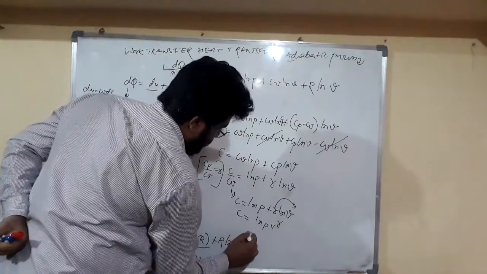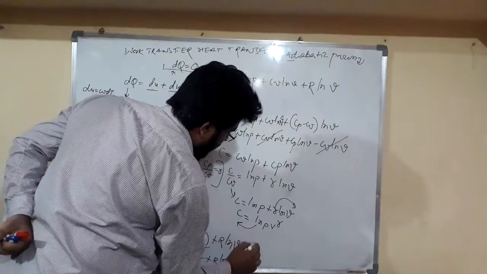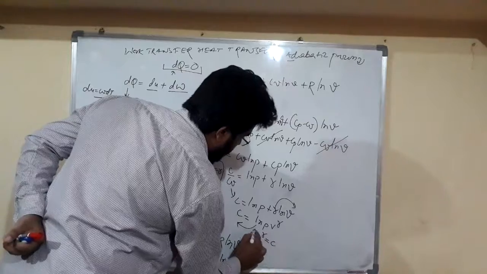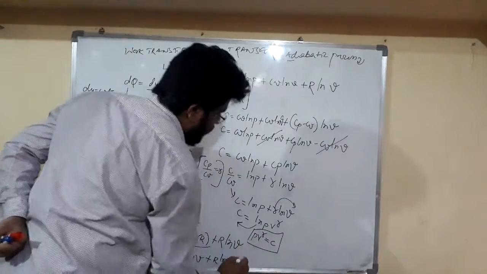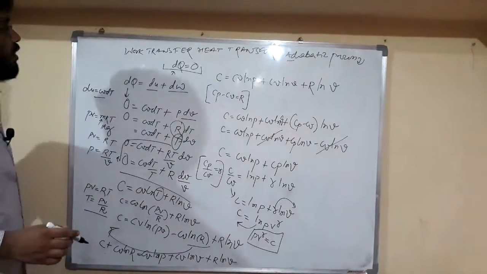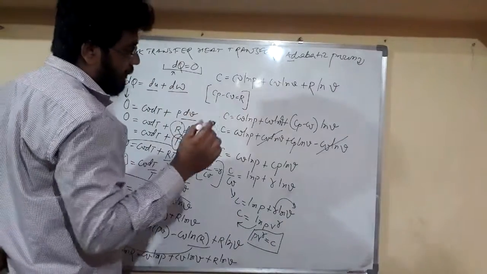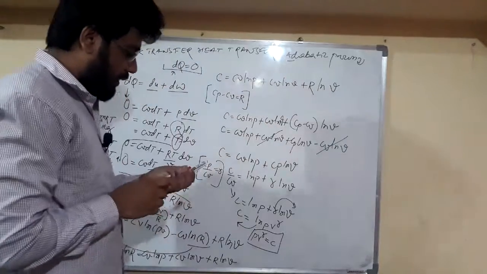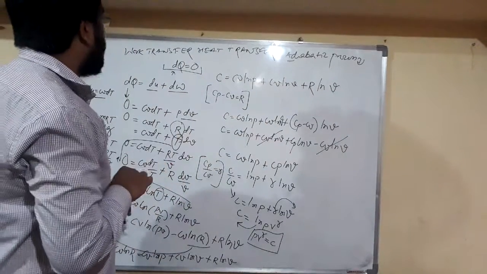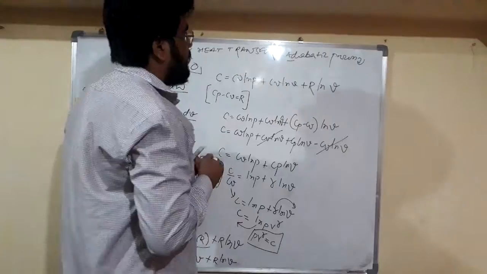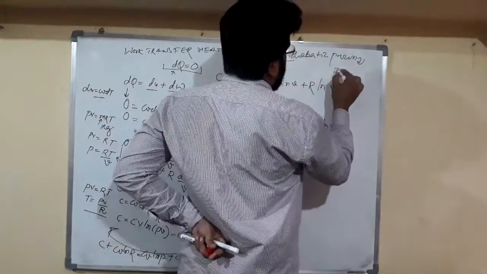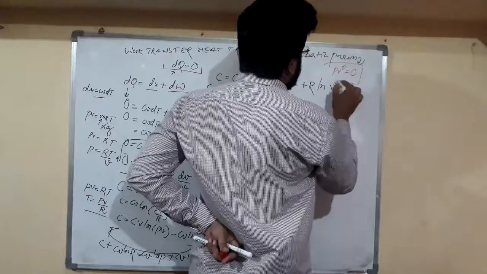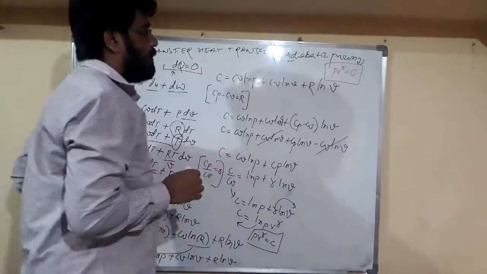So friends, by using anti-log, we will get that pv gamma is equal to constant. And friends, this is our general equation for our adiabatic process. pv gamma is equal to constant is the general equation for our adiabatic process. We have derived it here friends.